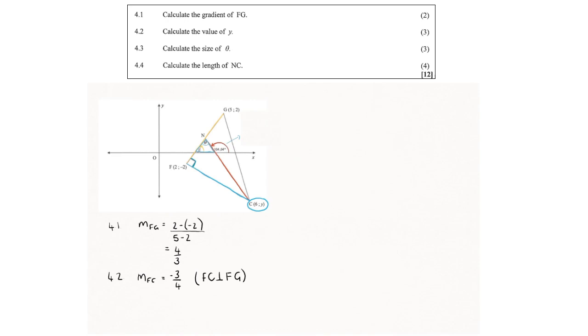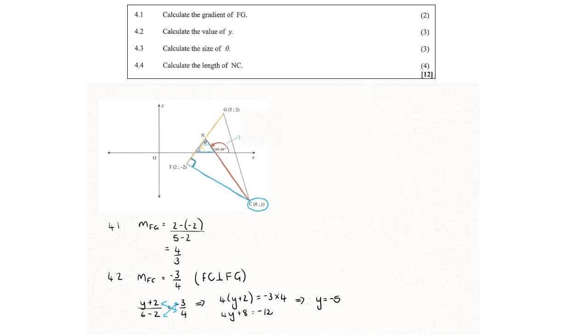So we can say that y minus -2, that becomes y plus 2, divided by 6 minus 2 will be equal to -3/4. Then we can cross multiply, so 4 times y plus 2 will be equal to -3 times 4. And if we solve for y, we get that y's value is then equal to -5.